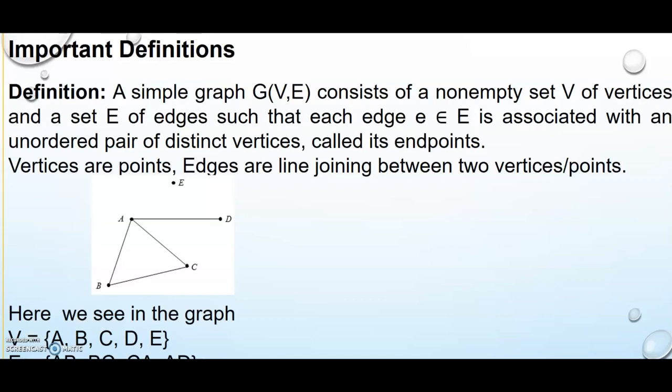So what is the definition of a graph? A simple graph G = (V, E) consists of a non-empty set V of vertices and a set E of edges such that each edge e belonging to E is associated with an unordered pair of distinct vertices called its endpoints. So first of all, a graph here means a simple graph. It contains vertices and edges. What is a vertex? What is an edge? These are the vertices, or points. Edges are the lines joining two vertices.